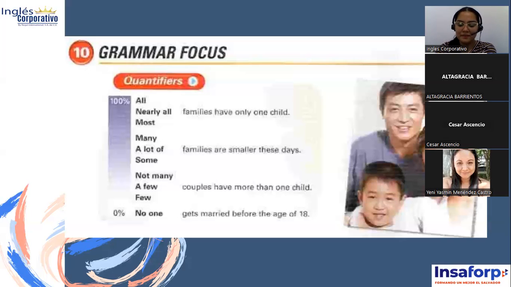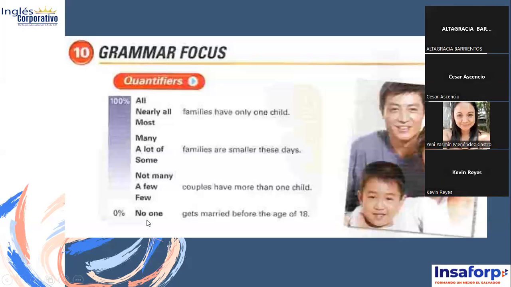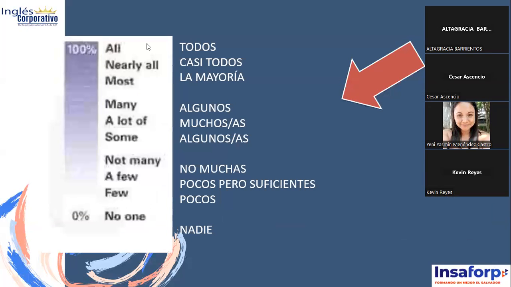Then not many. Ninguno, o no muchos, right? A few sí es un poco. Few. Poco. Pocos, ajá, muy bien. And then no one. Ninguno o nadie. Muy bien. Excelente. Okay, we have the meaning here. All: todos, o sea, el 100%, nadie se queda fuera, right? Nearly all, casi todos. Most, la mayoría. Many, algunos. A lot of, muchos o muchas. Some, algunos, de igual forma.